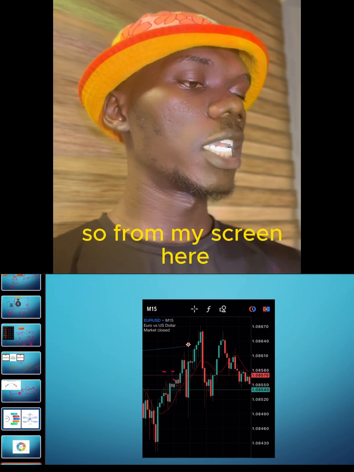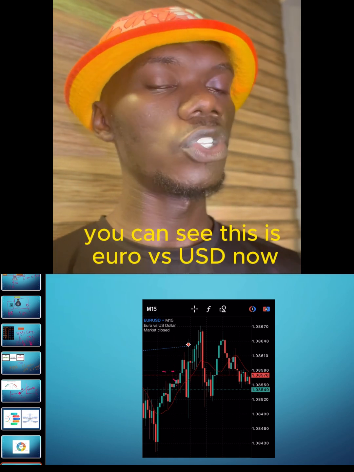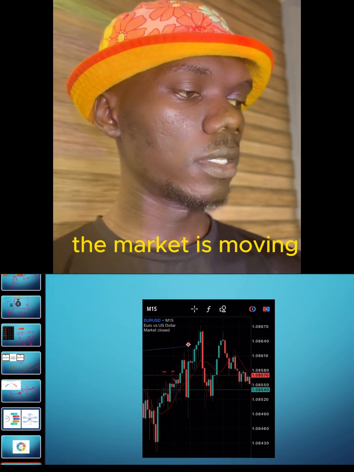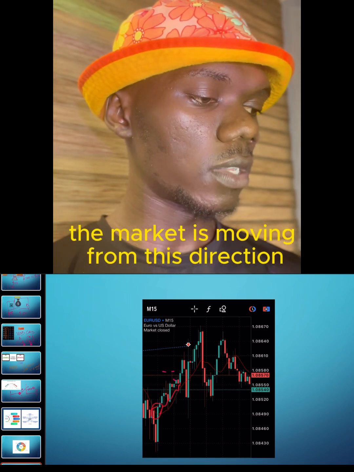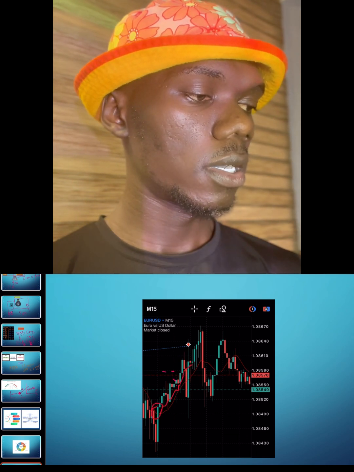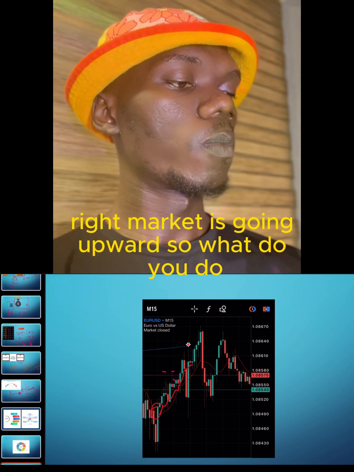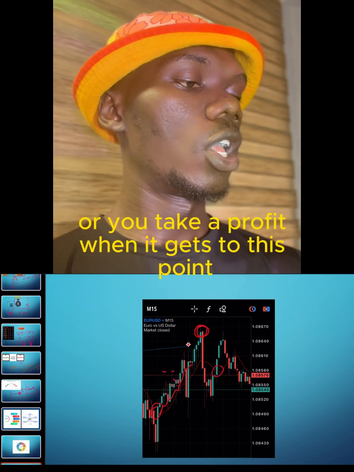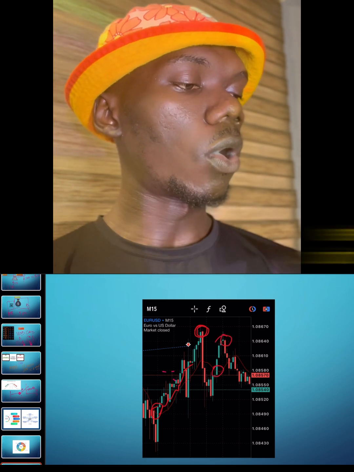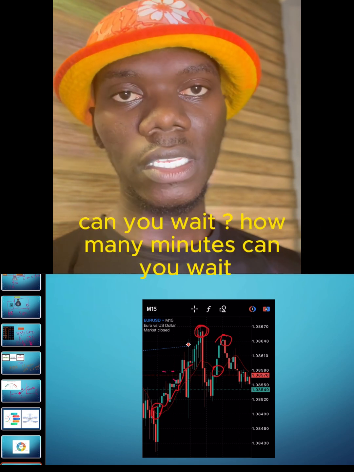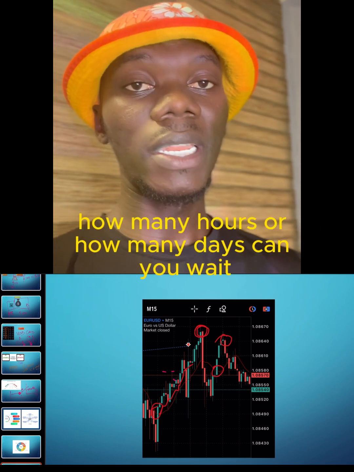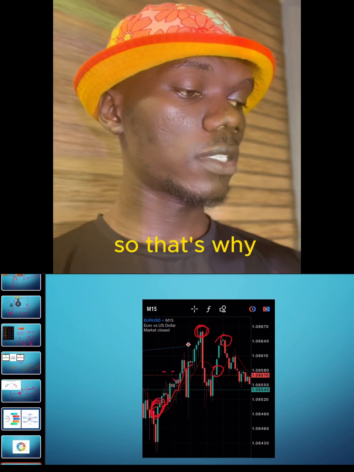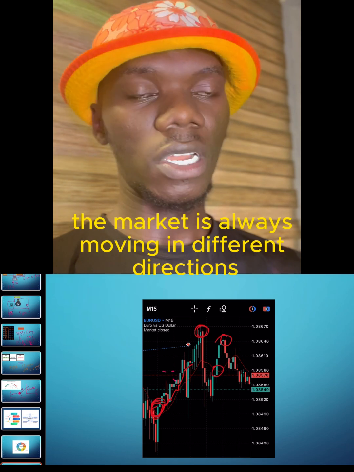From my screen here, you can see this is Euro versus the USD. The market is moving from this direction. The market is going upward, right? The market is going upward. So are you going to take your profits when it gets to this point, or when it gets to this point, or this point? Can you wait? How many minutes, or how many hours, or how many days can you wait? This simply means that you don't know, right? That's why the market is always moving in different directions.